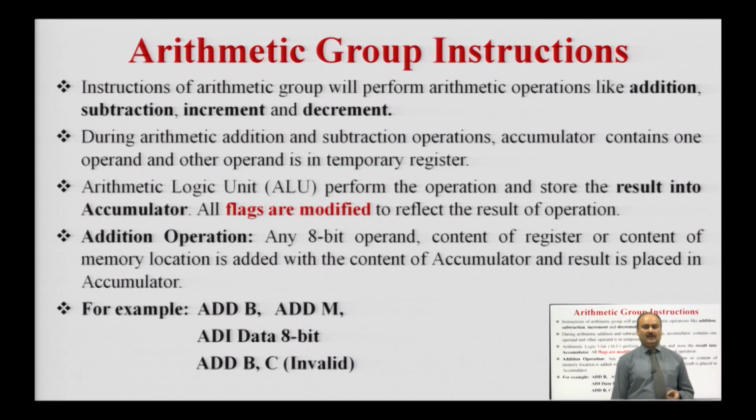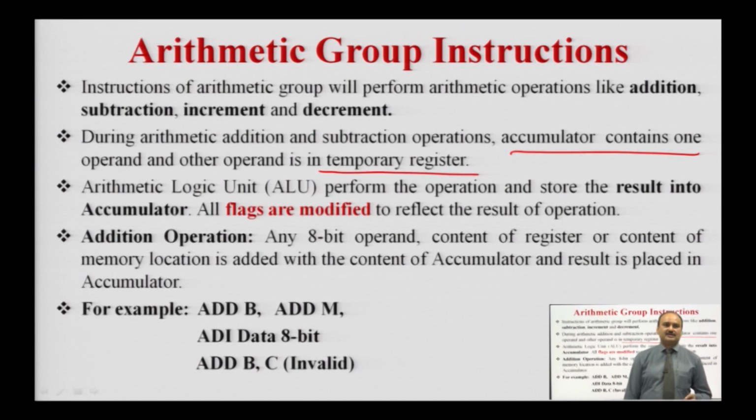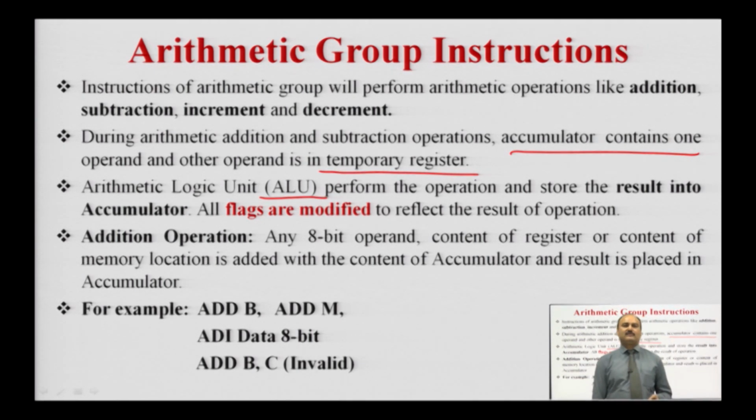The next group of instructions is the arithmetic group. The instructions of the arithmetic group will perform arithmetic operations, that is addition, subtraction, increment and decrement. During arithmetic addition and subtraction, remember that the accumulator contains one of the operands and the other operand is given by the temporary register. This operation is performed with the help of the arithmetic and logic unit of the 8085 microprocessor. All flags are modified to reflect the result of the operation.